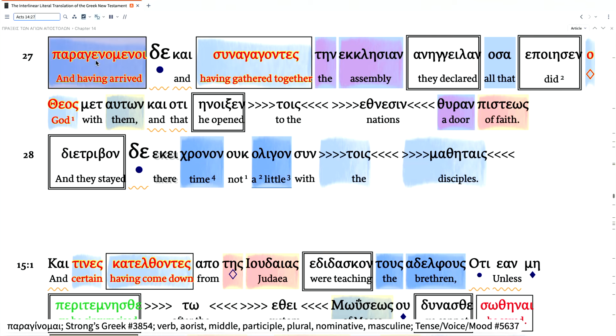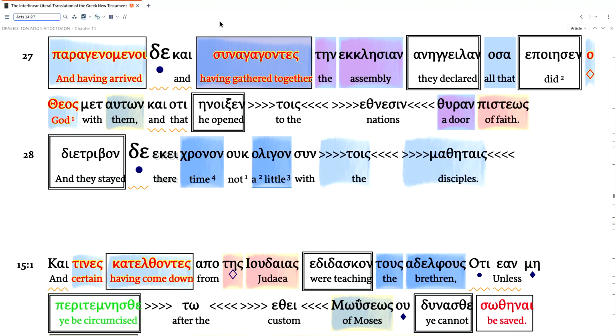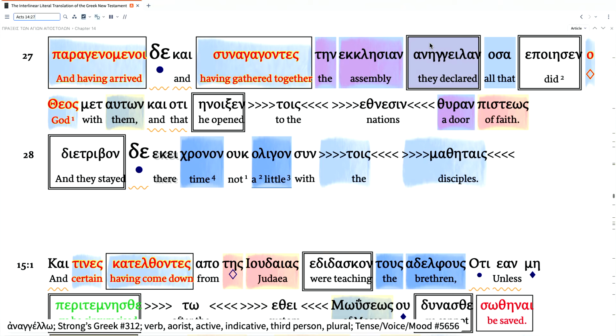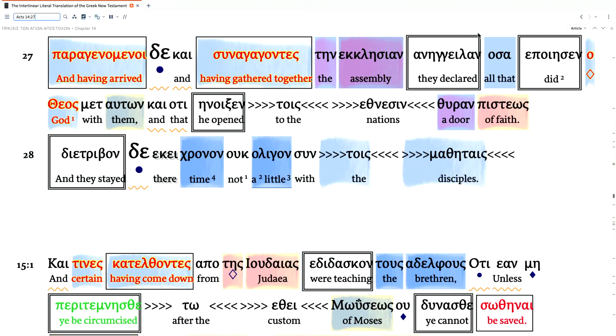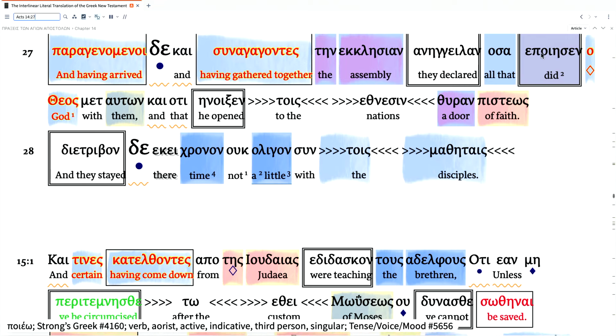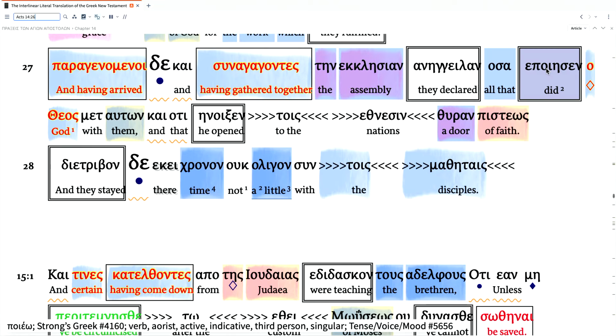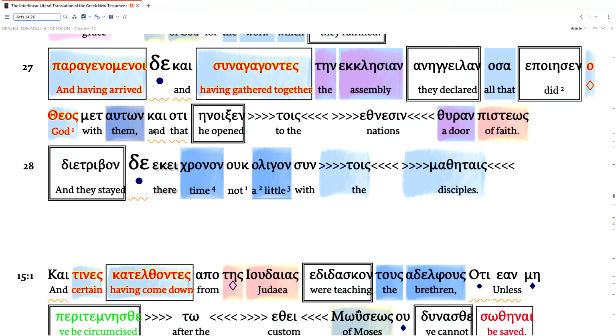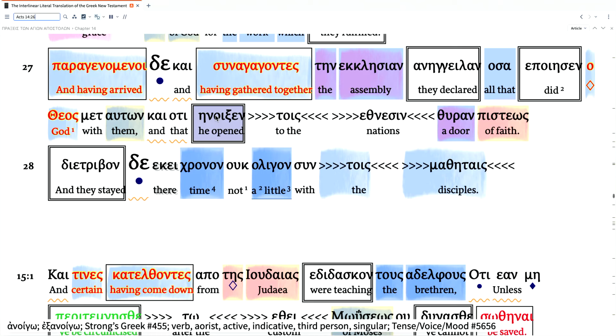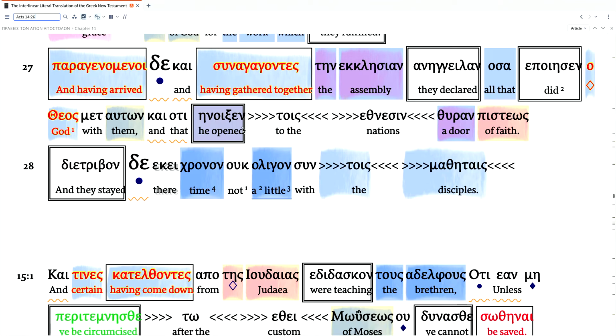So having arrived and having gathered together, they declared. There's the subject and the verb a little bit. Paul, Barnabas arrived. Paul, Barnabas gathered together, and they declared to the assembly all. They declared everything to the assembly. All that God did. God is the subject, did is the verb. All that God did with them, and that he opened, aorist active third person, to the nations a door of faith.